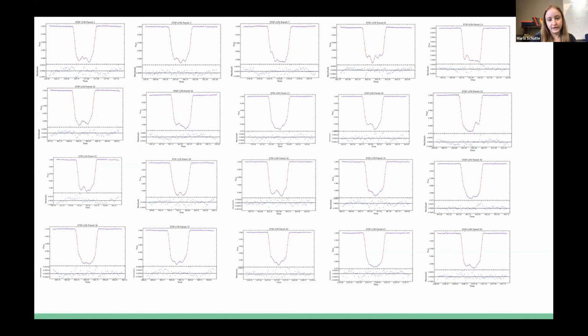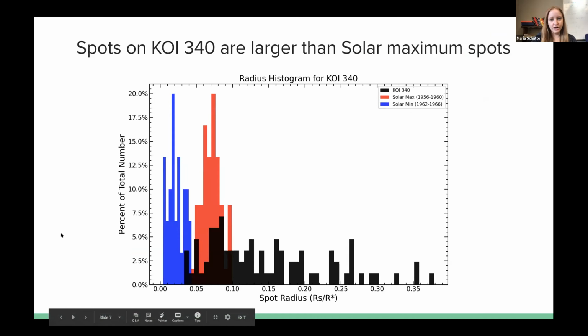Here are the light curves of the other ones that we have completed from KOI 340. This is just to show you the full extent of it. Every single one of these goes through STSP, and STSP is computationally expensive. So it is a lot of work to go through each one of these individually to make sure everything looks okay.